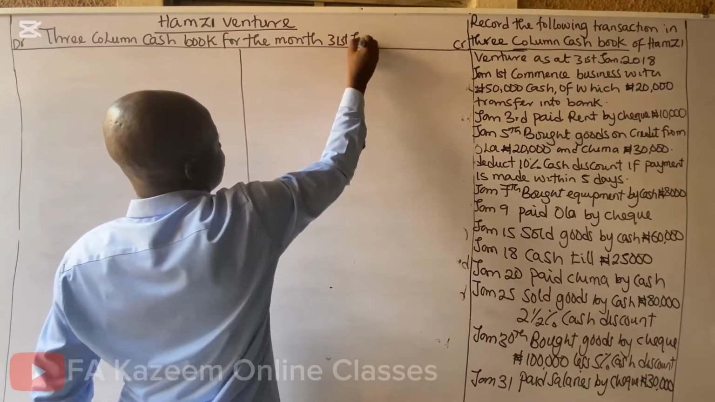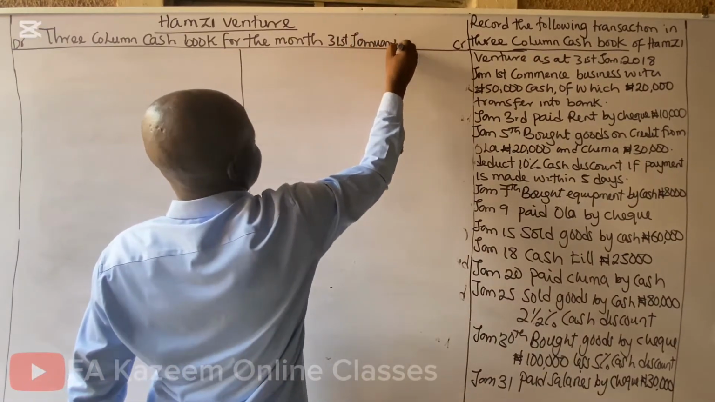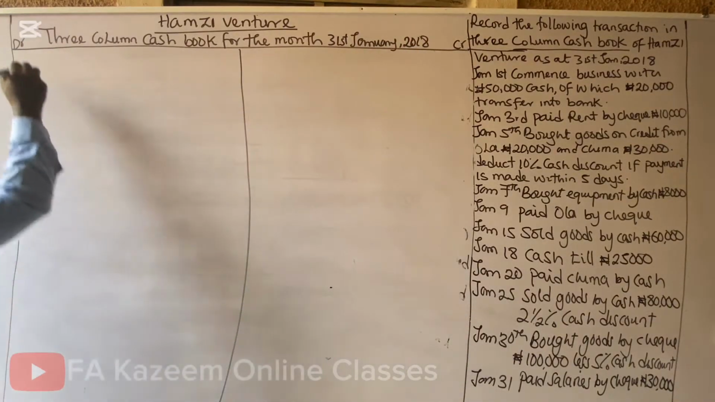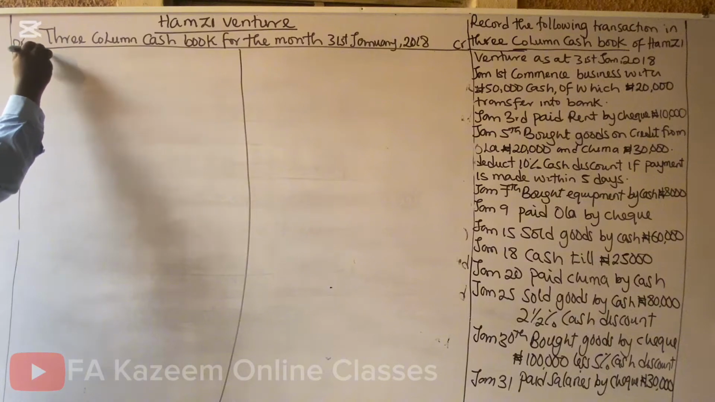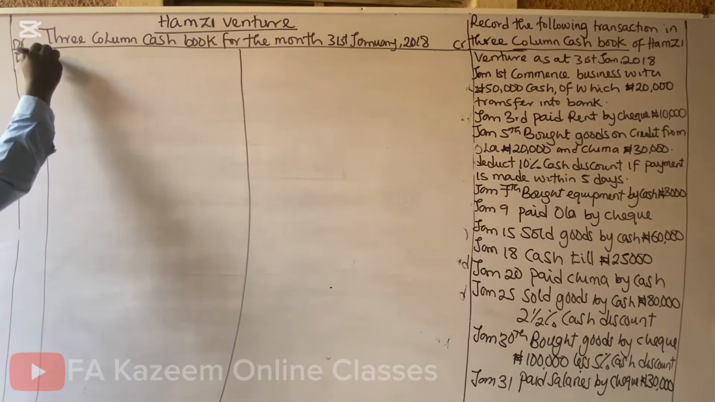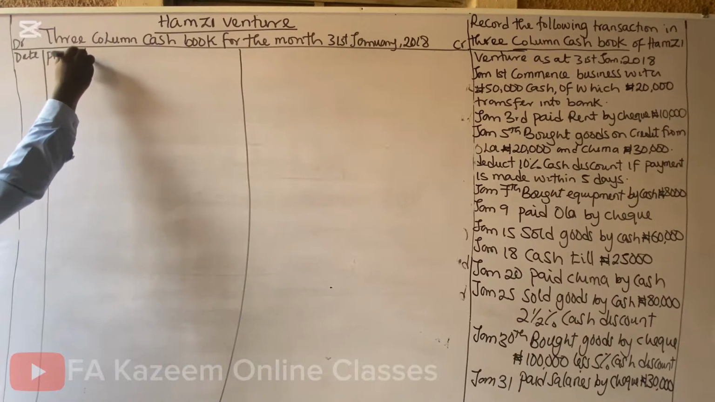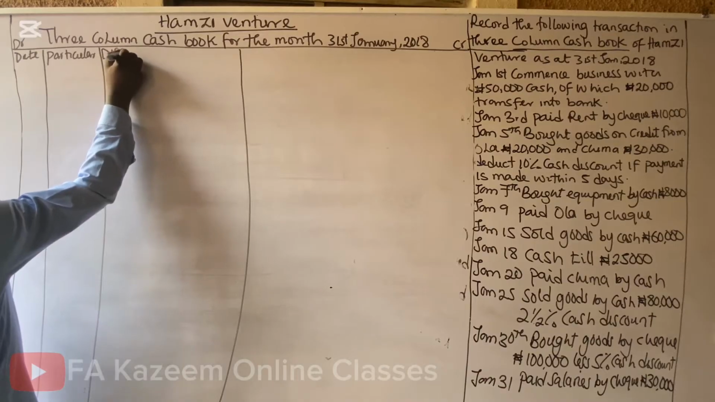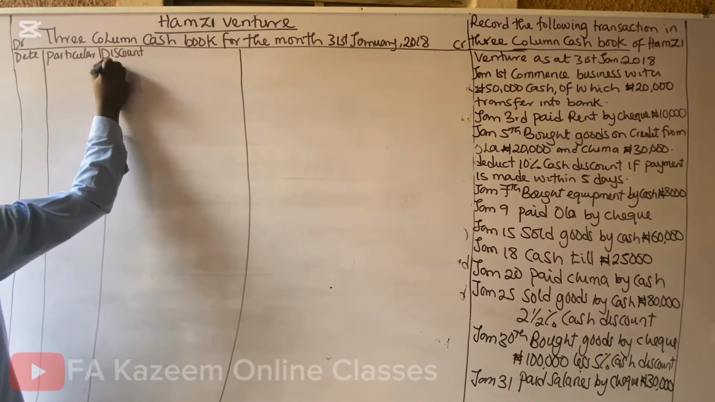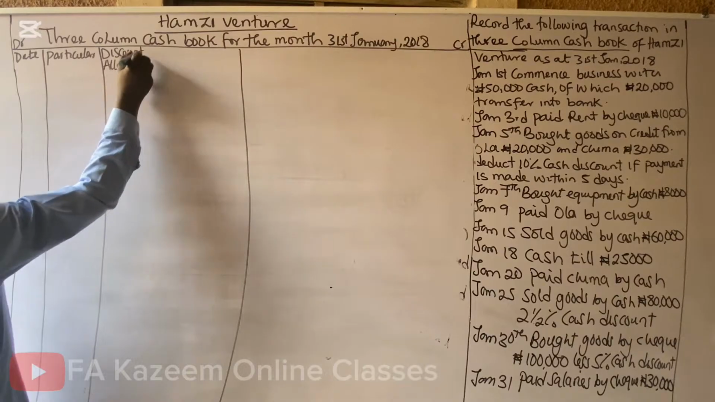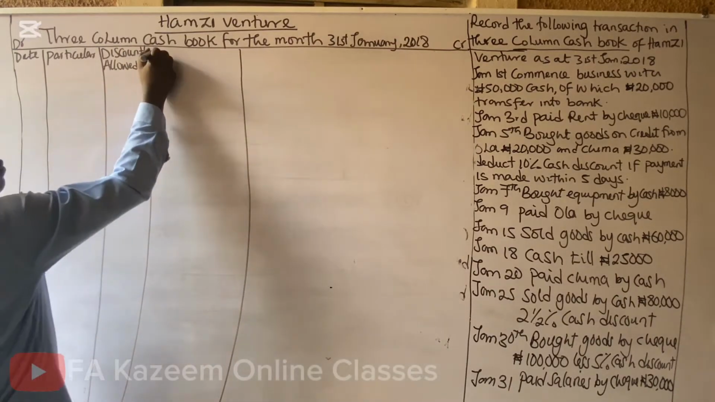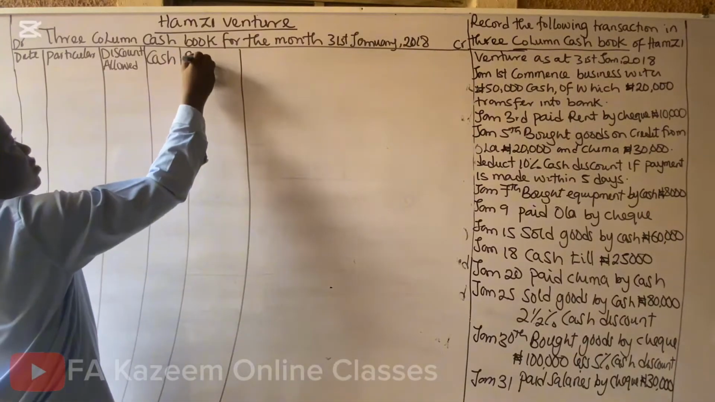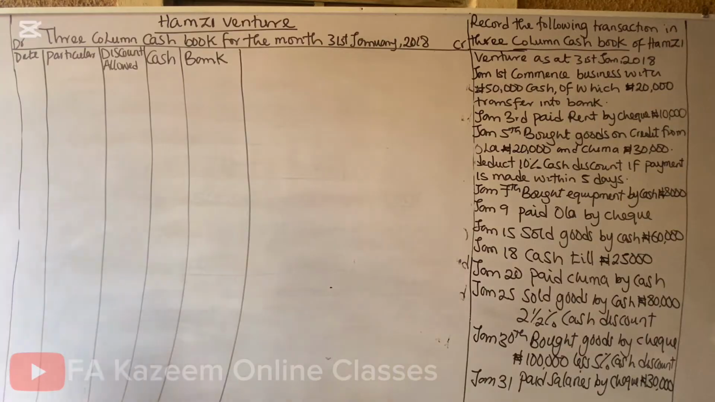For the month 31st January 2018. On the debit side, it has column for date, it has column for particular. It has column for discount allowed. It has column for cash. At the same time, it has column for bank.